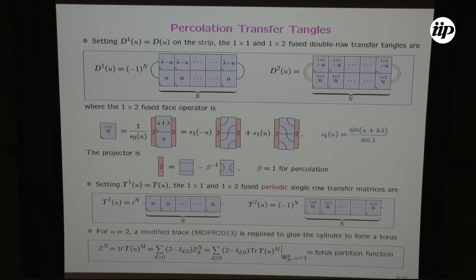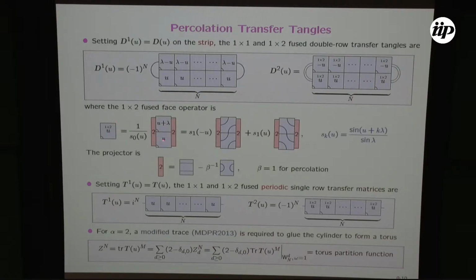When you fuse this object, you form a higher level fusion or fused double row transfer matrix. That's D superscript 2. And these are formed by 1 by 2 faces, u on the bottom, now minus u on the top, and now we close double arcs because it's fused on the left and the right. So the fused 1 by 2 face weights needed to construct this commuting transfer matrix look like this.